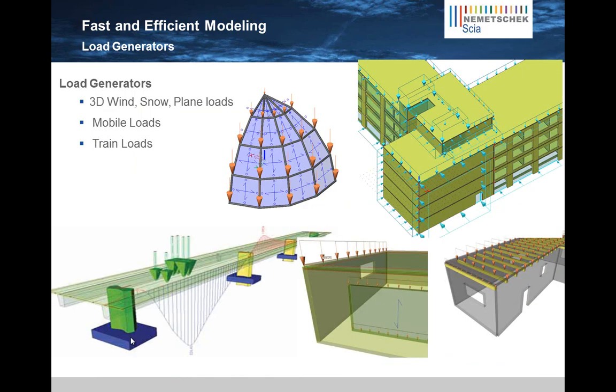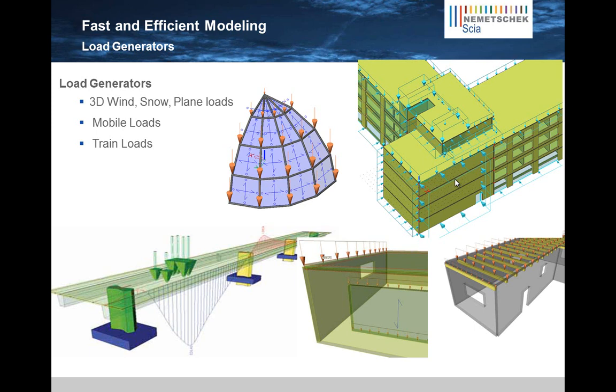And once your model is created, we make it easy to load. You'll find some very nice load generators for things like wind, snow, and seismic and mobile loads according to the codes, as well as a very nice graphical loading interface that makes it easy to apply and manage loads and load combinations. For example, here you could see the wind loads being applied in this direction are weaker than the wind loads being applied in this direction. And if you click on a load, a property dialog box will open where you can check and edit the wind load coefficient or the wind load curve or other properties that define this load.